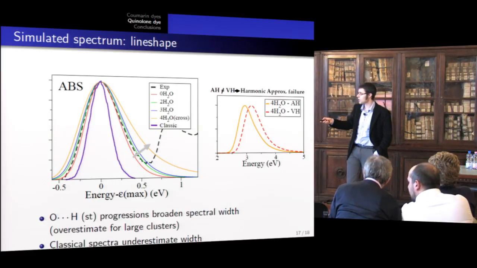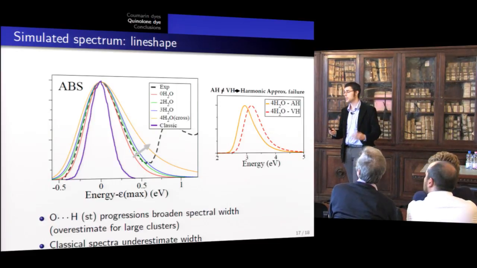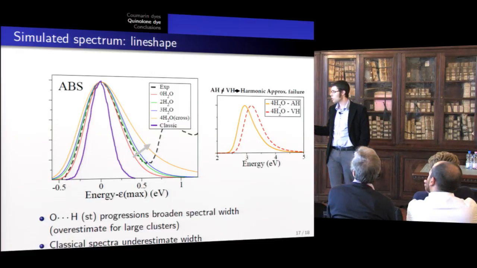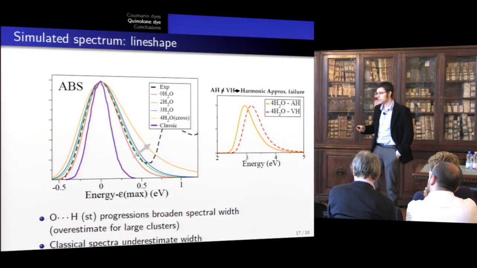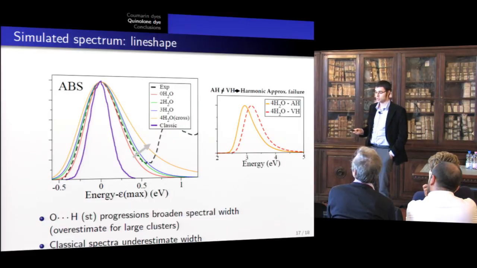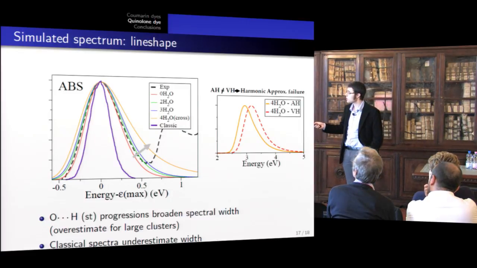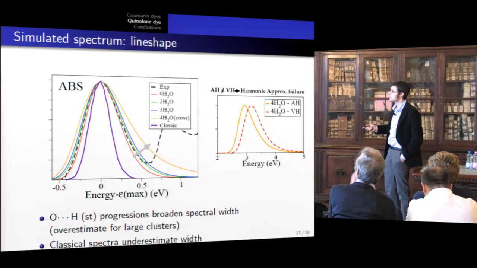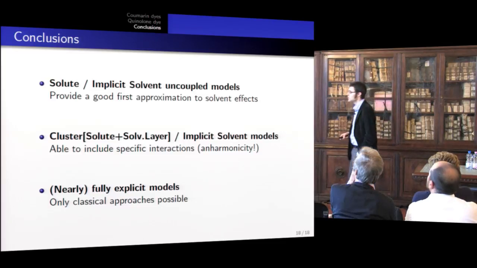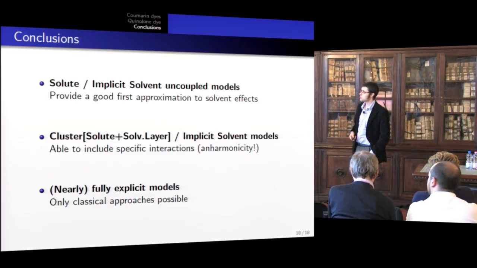So even though we have this progression that broadens the spectra as expected, we have to be aware of the overestimation for large clusters arising from the failure of the harmonic approximation. And also here we see that the classical spectrum is underestimating the width, but I'm not going to talk more, just show the conclusions.